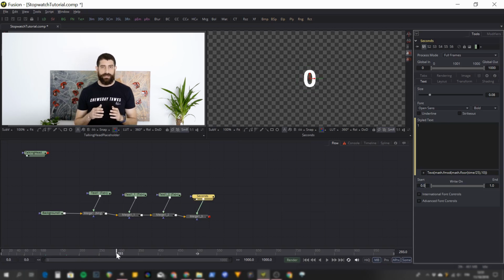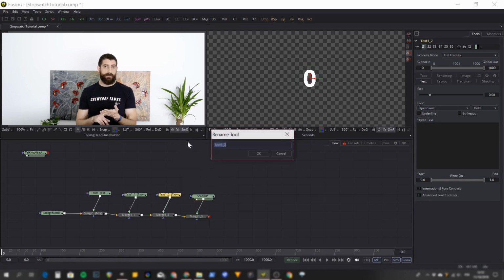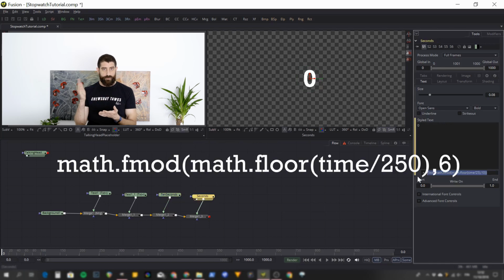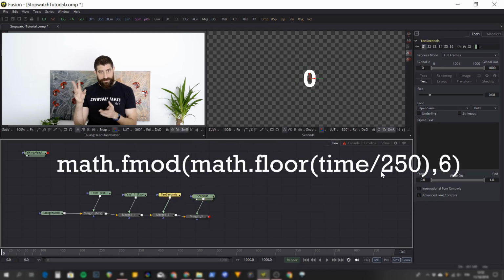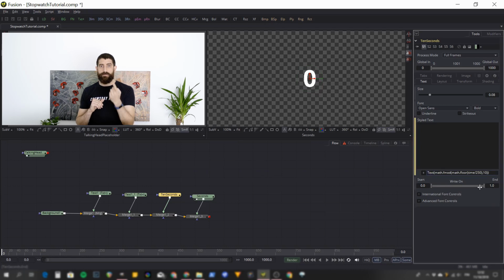Now let's move to the next digit, which is the tenths of second. And this digit we want it to change every 10 seconds, which means 250 frames. So within the floor formula, this time we're going to use as an argument time divided by 250. And because now it will change every 6 iterations, so 0 to 5, 59 seconds is the last second of the minute, then we're going to be dividing by 6 when we're using the fmod. Alright, now we have all this typed in.